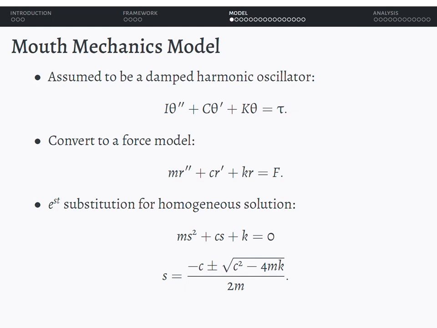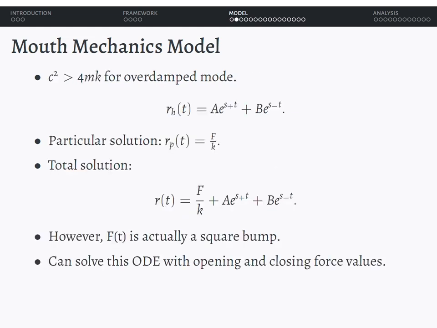To solve this ODE, we first use e to the st substitution to find the homogeneous solution. We also assumed that the system is overdamped, as the dog's mouth does not exhibit small oscillations. For a constant driving force, the particular solution is given by F over K, and the total solution is the sum of both solutions. However, F cannot be a constant driving force as the mouth opens and then closes. We assumed F of t to be a square bump and solve the ODE for opening force F1 and closing force F2.